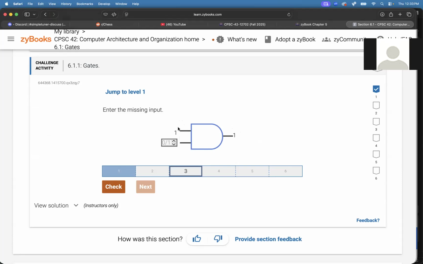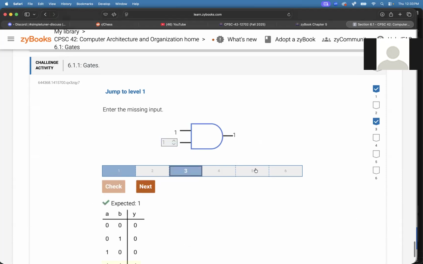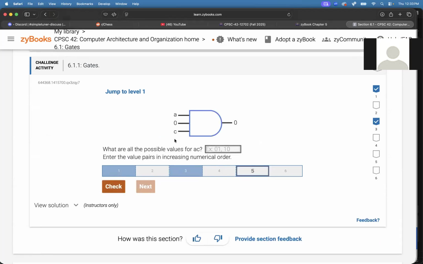If the output is 1 and this is a 1, then this should be a 1, right? It takes a 1, 1 to get a 1. Go ahead. We got 3 here. So the output is 0, which means we got a 0 over here, right? But we can see that we do have a 0 over here already. So that means if there's a 0 in the middle spot, the output will be 0, no matter what. So it actually doesn't matter what A and C are, we're going to get a zero.